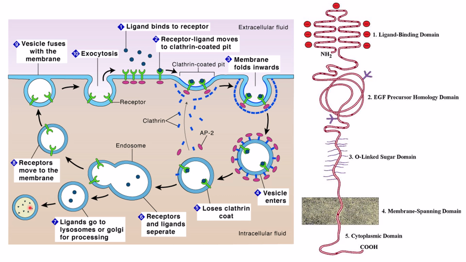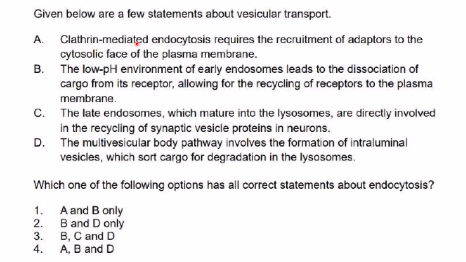That is here. Cholesterol is released, which can be taken up. And I told you the LDL receptor is recycled back. So that is what is happening in LDL receptor mediated endocytosis. Now come to the question. Clathrin mediated endocytosis requires adapters at the cytosolic face of the plasma membrane. I already told you that on the cytoplasmic tail of the LDL receptor, adapter protein will bind, then the clathrins will bind. So A is correct.